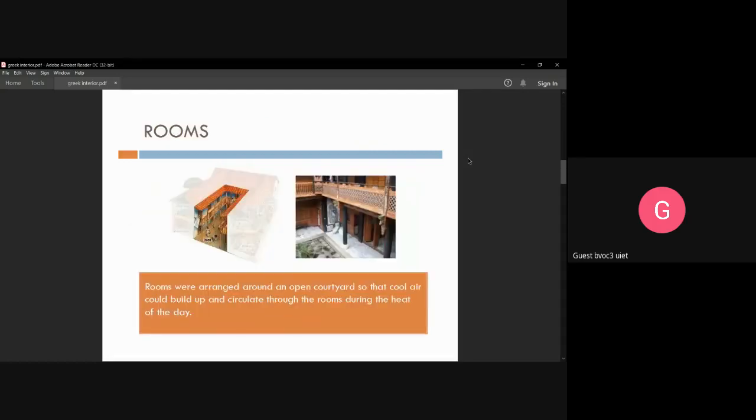So the rooms, basically, they have a large courtyard so that the cool air could build up and circulate through the rooms during the heat of the day. So rooms were aligned near the courtyard so that they can get the cool air.